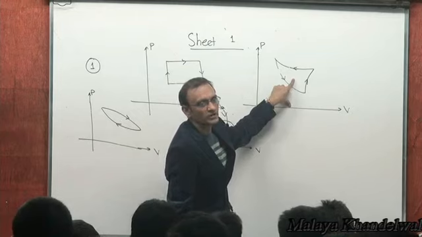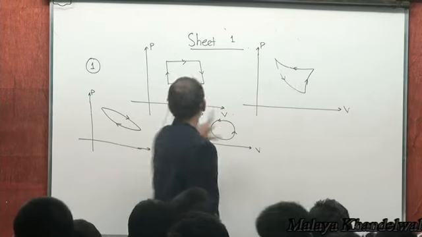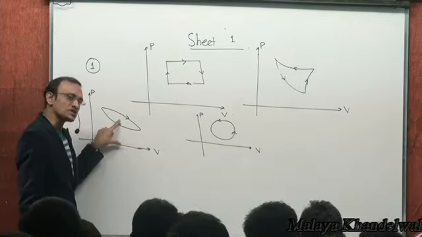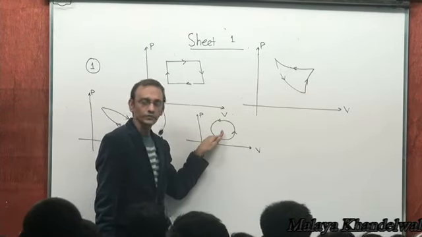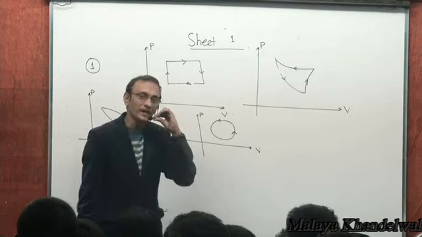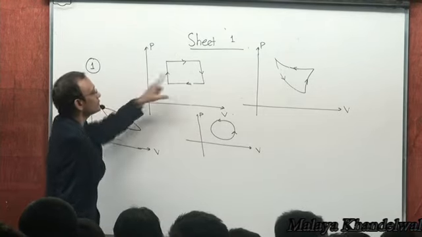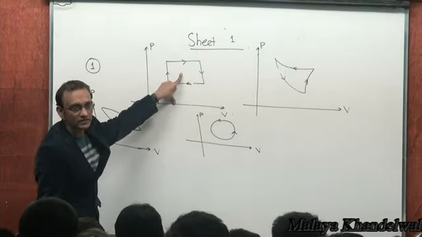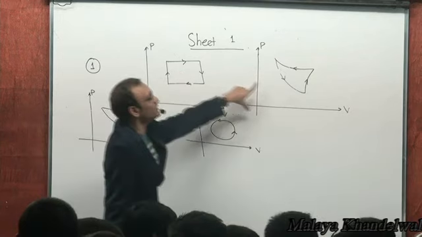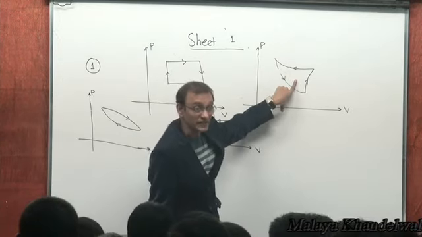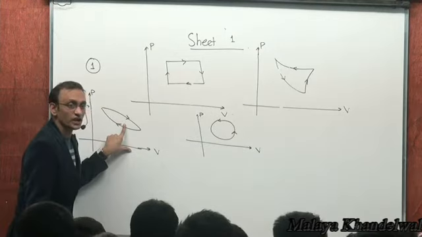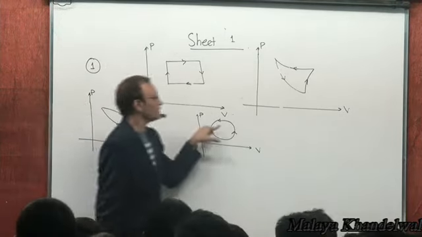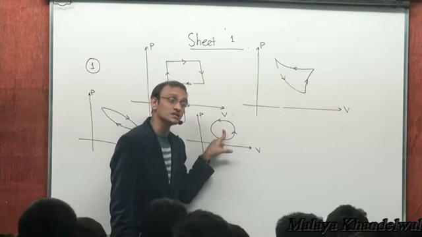Is the work done positive here? Negative. Positive here. Negative here. Right? So which means the heat supplied is positive here, right? Heat supplied must be negative here because work done is negative. Heat supplied is positive here because work done is positive. Heat supplied is negative here because work done is negative.